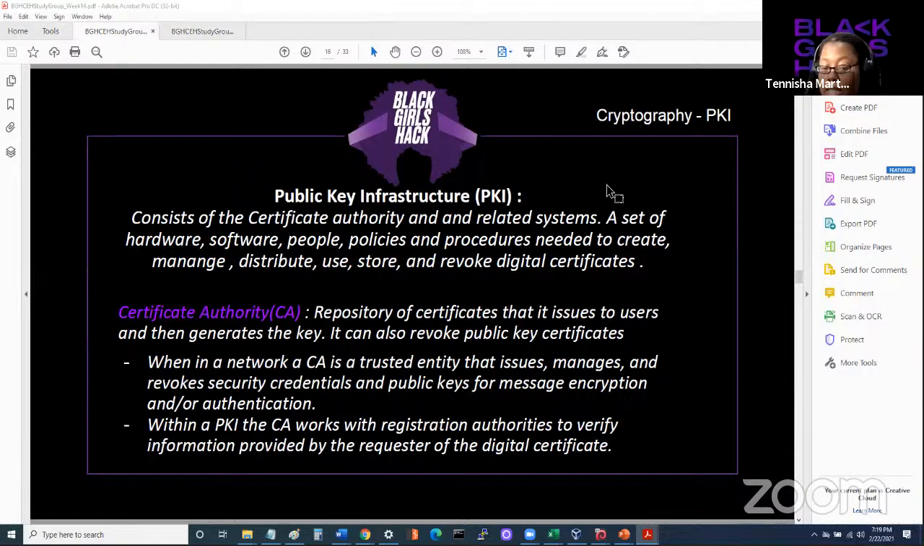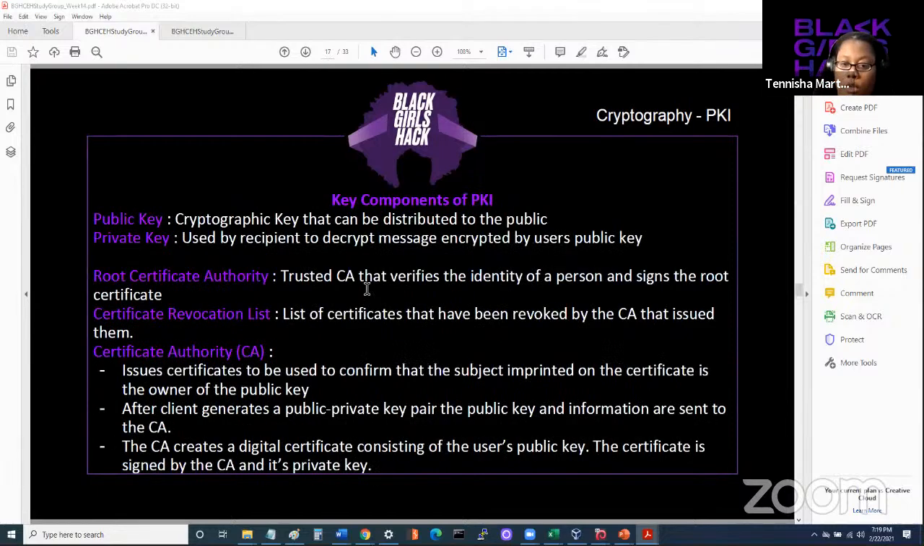And within a PKI, the CA works with registration authorities, also called RAs. Again, you might see that as just RA or CA, to verify information provided by the requester of the digital certificate. Okay, so you should know that CA and RA are different parts of the PKI.